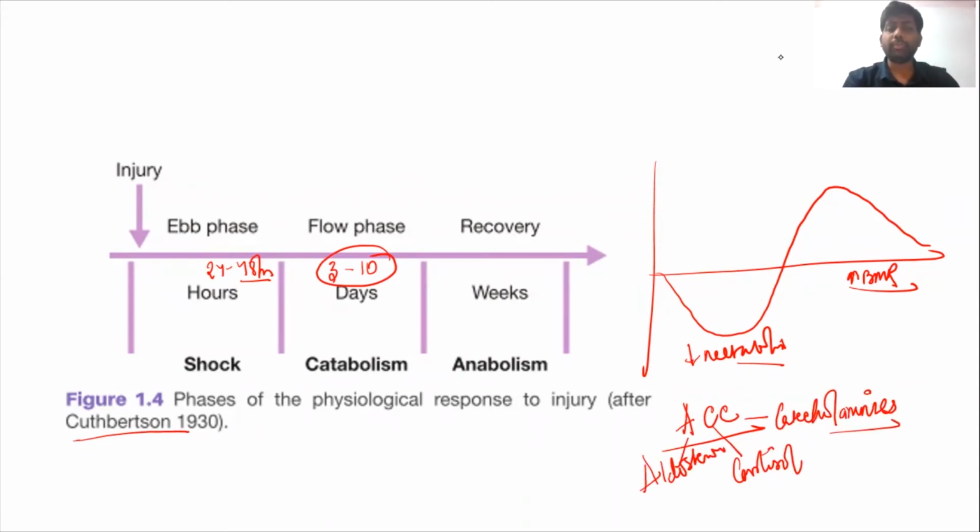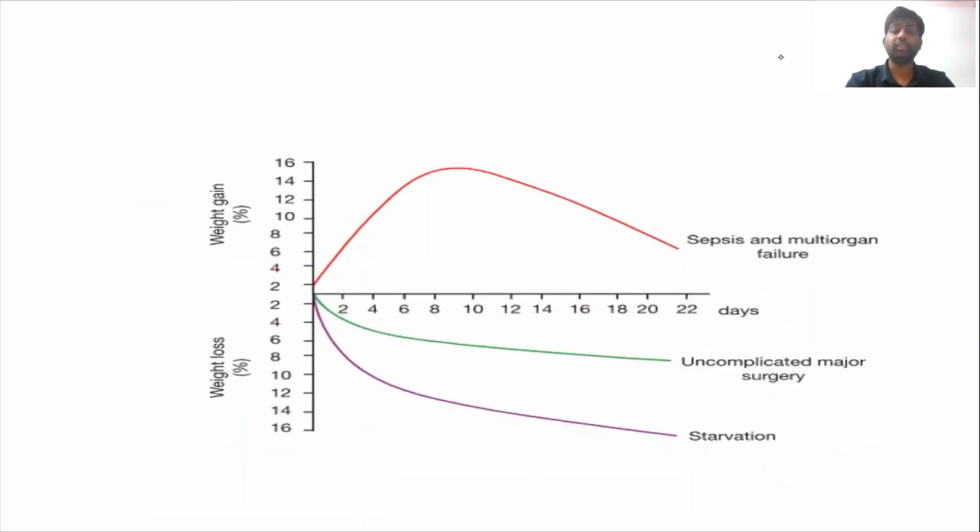If we try to apply this principle of ebb and flow phase in all the trauma, in all the response to stress, there is a paradoxical event which occurs, as we can see in this image taken again from the standard textbook, that is Bailey and Love. So what Bailey and Love says is that in standard surgery or in all cases of stress, normally there is decrease in the body weight because of the catabolism, that is the flow phase. So there is catabolism, and so there is decrease in the body weight.